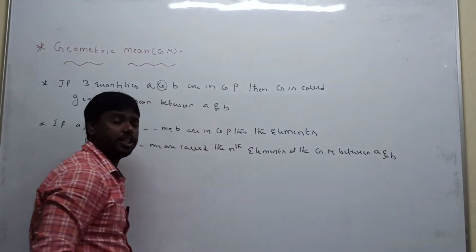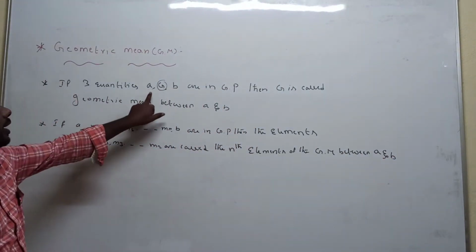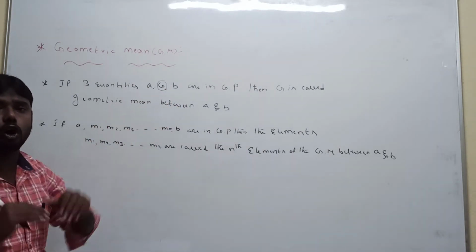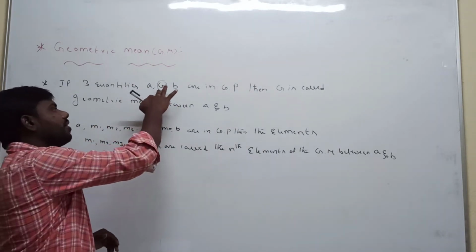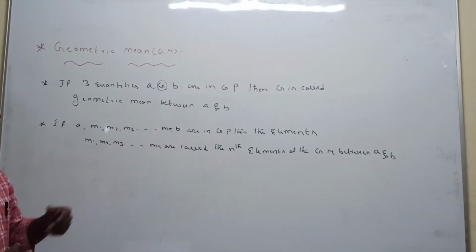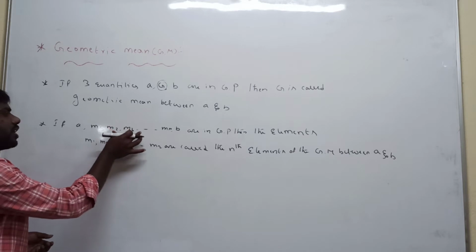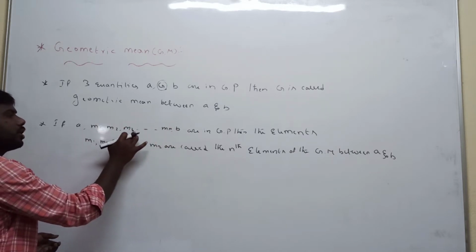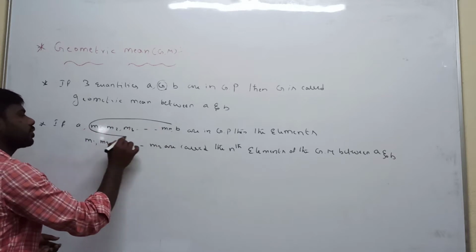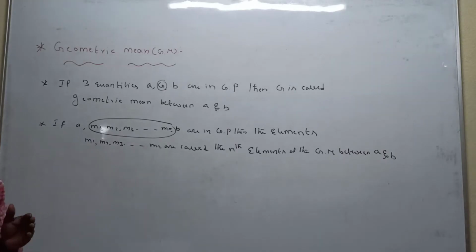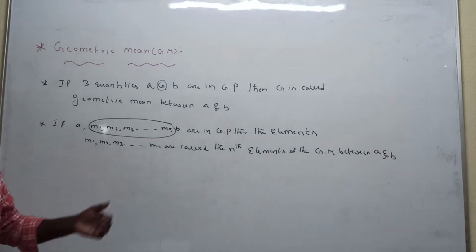So the first condition is: if three quantities A, capital G, B are in geometric progression, the middle term G is called the geometric mean between A and B. Here, some elements are inserted between A and B: M1, M2, M3, so on Mn. These are called the n geometric means between A and B.